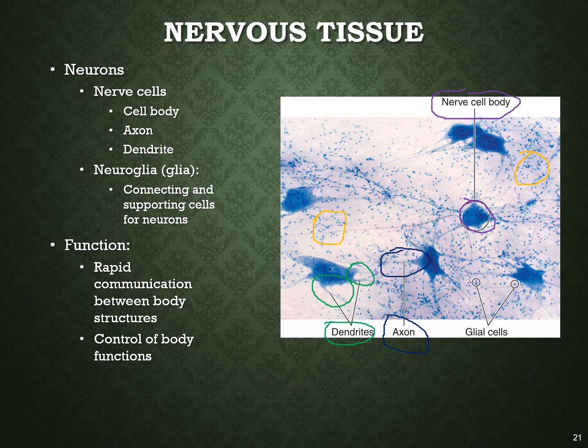The function of nervous tissue is to allow different structures of the body to communicate with one another. Nervous tissue also is responsible for controlling all the functions of the body. Now, as we get farther along in our course, we will spend an entire chapter talking about nervous tissue. So for now, just have this basic understanding of nervous tissue.